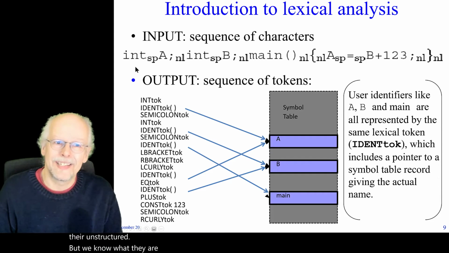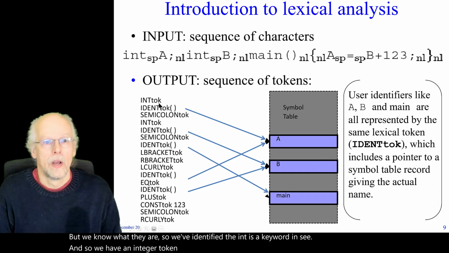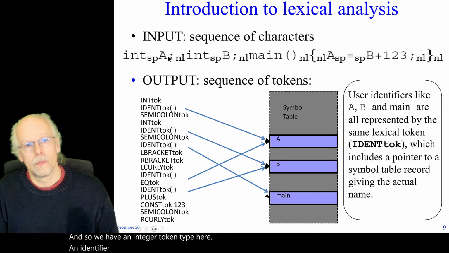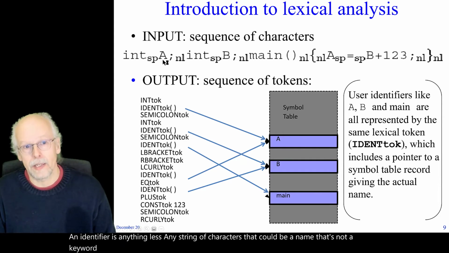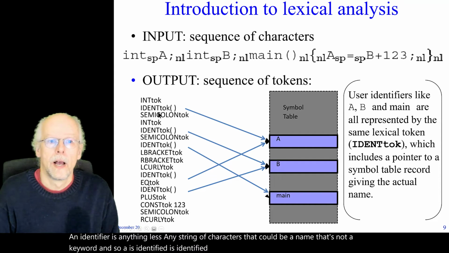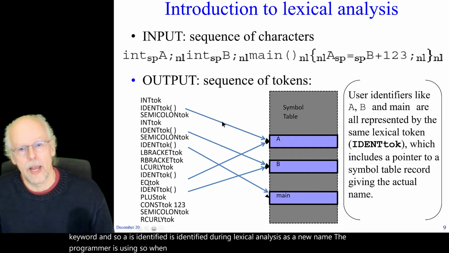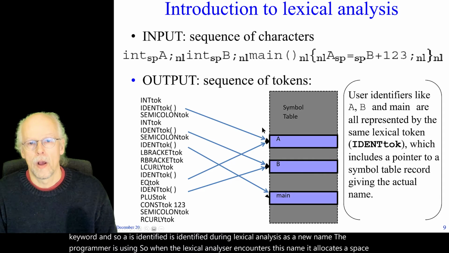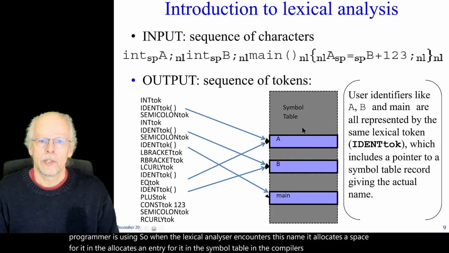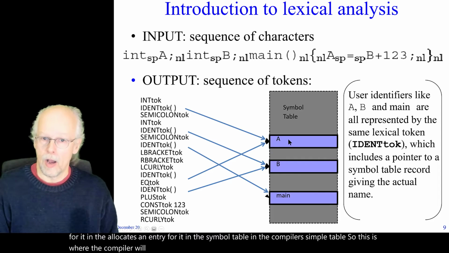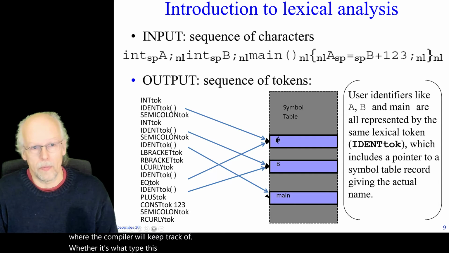So we've identified that int is a keyword in C, and so we have an integer token type here. An identifier is any string of characters that could be a name that's not a keyword. And so A is identified during lexical analysis as a new name that the programmer is using. So when the lexical analyzer encounters this name, it allocates an entry for it in the symbol table, in the compiler's symbol table. So this is where the compiler will keep track of what type this variable has, for example.